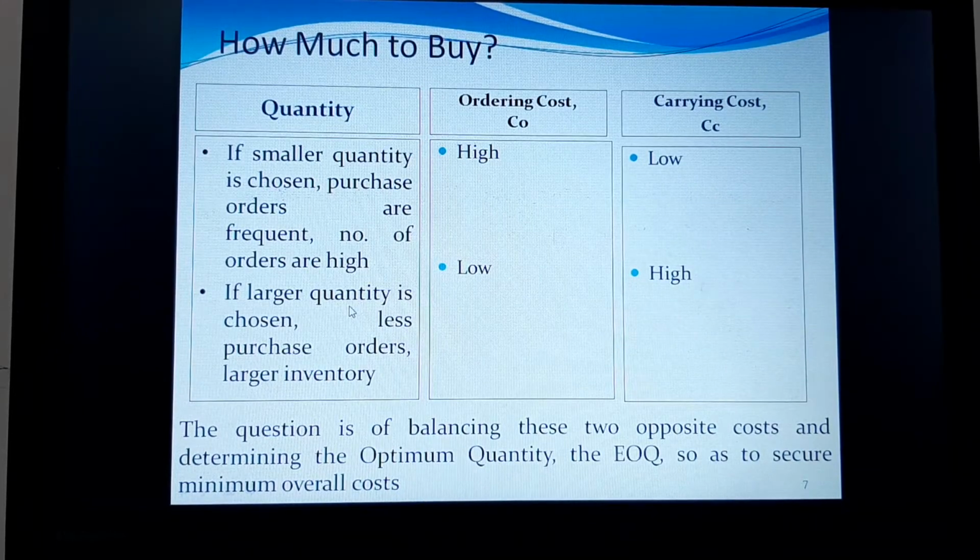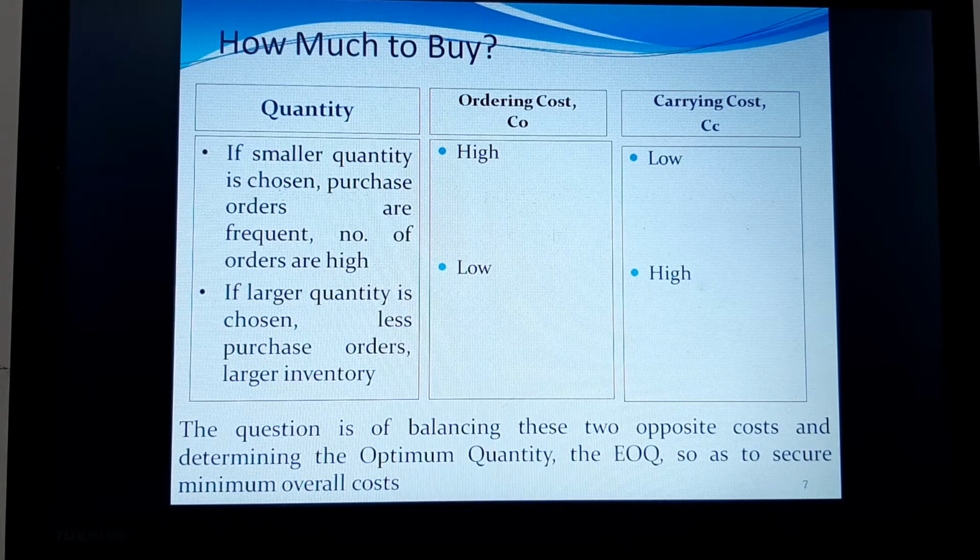But if the quantity that you have chosen is larger, you will be having fewer purchase orders. At a moment you will get a larger amount of inventory. In that case, your ordering cost would be a low value, but at the same time you will be having a carrying cost of a higher value, because you are keeping those materials ready at your place for your further use.